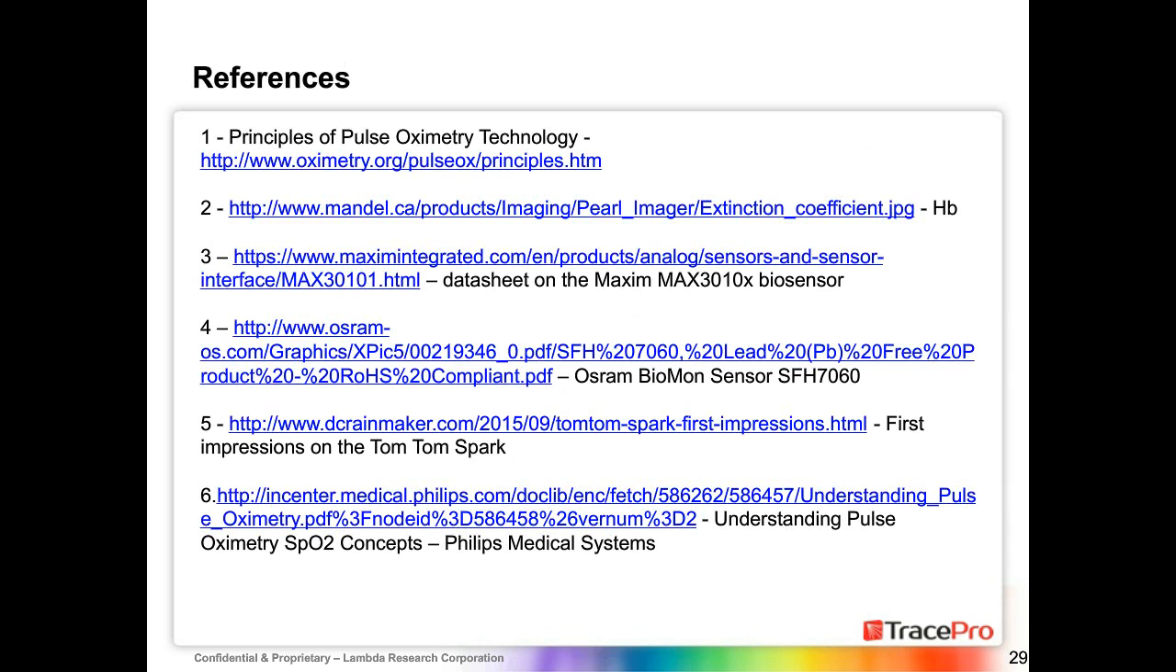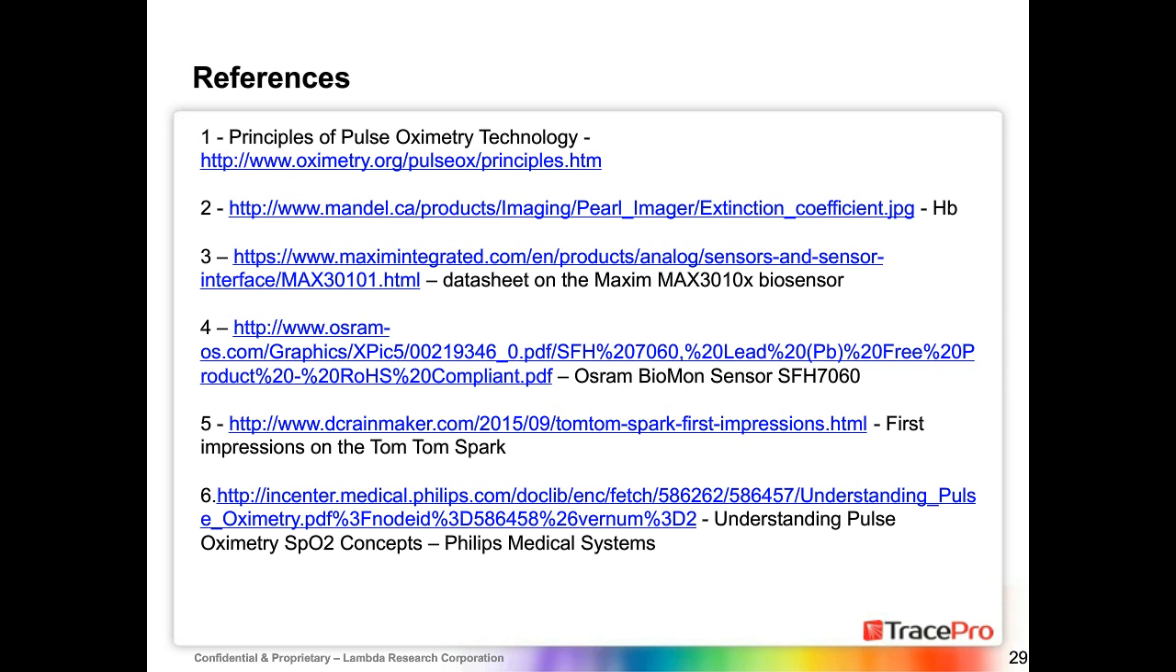I have a whole bunch of references that I used during this talk. If you're new to pulse oximetry, I would suggest that you download the Principles of Pulse Oximetry from the oximetry.org site. That's my reference number 1. The nice little graph that I showed of the oxygenated versus deoxygenated hemoglobin, that's reference number 2. If you're interested in some of these off-the-shelf sensors, please use references 3 and 4 to look at the Maxim MAX30102 biosensor and the Osram SFH7060.